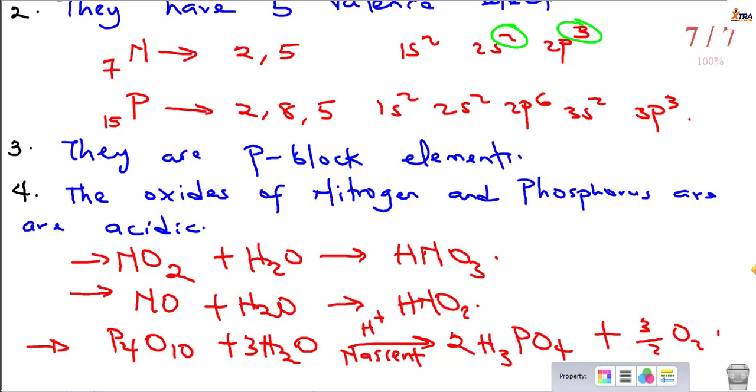So now what this means is the oxides of nitrogen and phosphorus are shown to be acidic. HNO3 is a strong acid, right? While HNO2 and H3PO4 are weak acids, as the case may be. So because they're non-metals, their oxides are acidic. Now there is a quick trick I want you to understand here, that oxides of metals are basic, while oxides of non-metals are usually acidic.